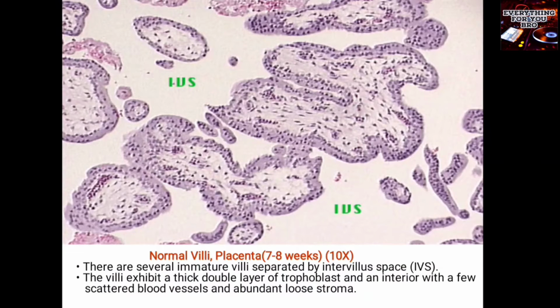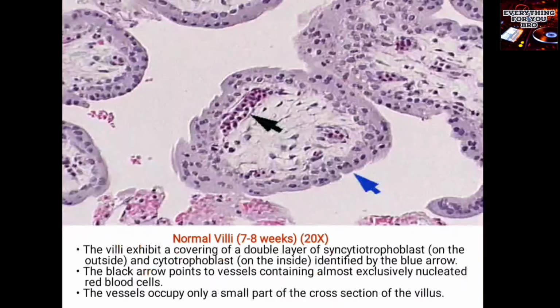Inside it is a single layer of cytotrophoblast, and the outer layer consists of syncytial trophoblastic cells, which have syncytial cytoplasm, and a multinucleated presentation will be seen. These contain scattered blood vessels and abundant loose stroma. Here you can clearly appreciate the two layers: the cytotrophoblast on the inner side, and on the outer surface, towards the intervillous space, the syncytial trophoblast. The stroma contains the vasculature, the vessels.